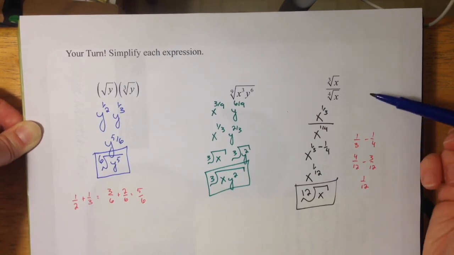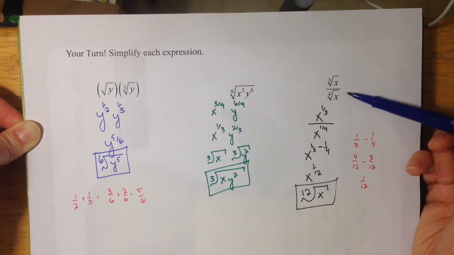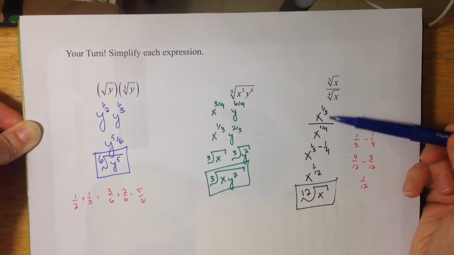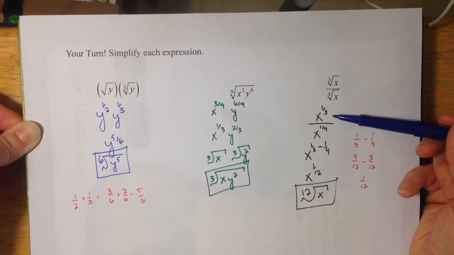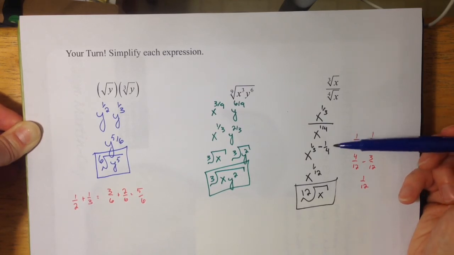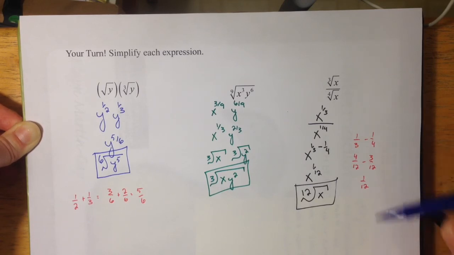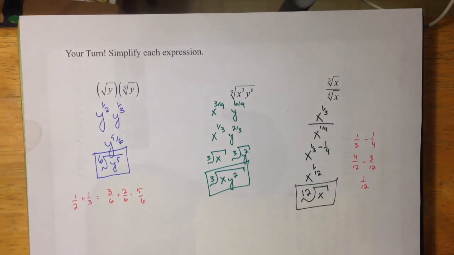Last example, we had the cubed root of x over the 4th root of x. I rewrote each of those radicals as rational exponents, making it x to the 1/3 over x to the 1/4. Then I noticed when I have the same base being divided, I can subtract the exponents. Then I figured out that 1/3 minus 1/4 is 1/12. So that gave me x to the 1/12. Rewritten as a radical, that's the 12th root of x.